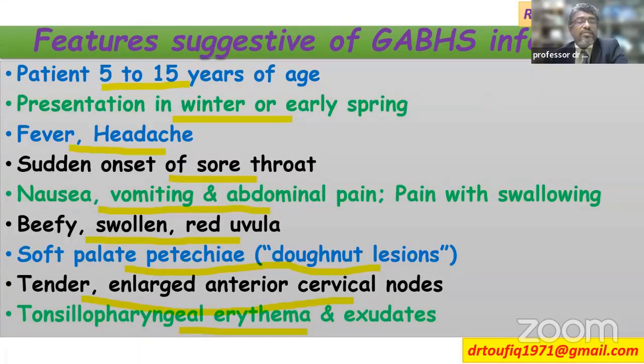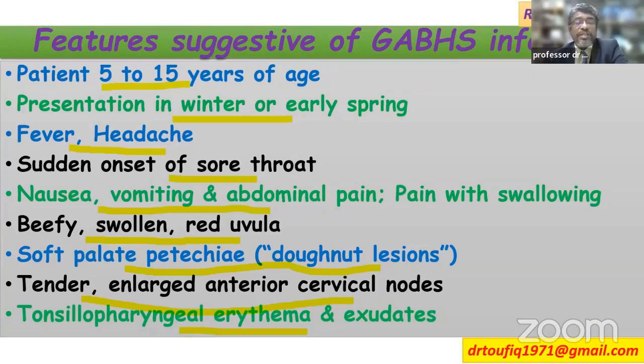So, features suggestive of group A beta hemolytic infection: patient aged 5 to 15 years, presentation in winter and early spring. Patient usually presents with fever and headache. There is sudden onset of sore throat. There may be nausea, vomiting, and abdominal pain. There may be difficulty with swallowing, that is dysphagia.